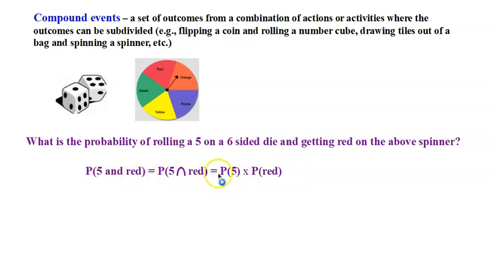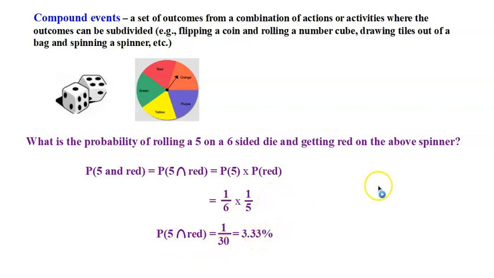All right, and the way it works, you take the probability of rolling a 5 on the dice times the probability of getting red on the spinner. So what is the probability of rolling a 5 on a 6-sided dice? Well, it's just 1 out of 6. There's 1 5 and there's 6 numbers, right? What is the probability of getting red on this spinner? Well, 1 out of 5. There's 1 red, 5 different colors. So we have 1 over 6 times 1 over 5, multiply that together, and the probability of getting 5 and red is 1 out of 30, or 3.33%.